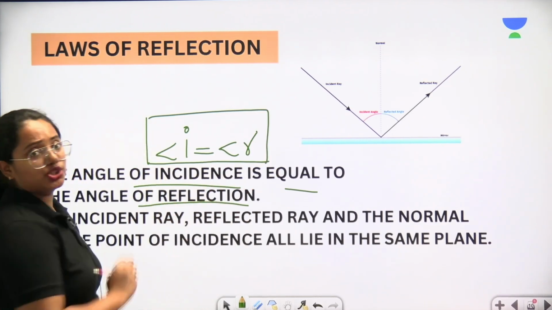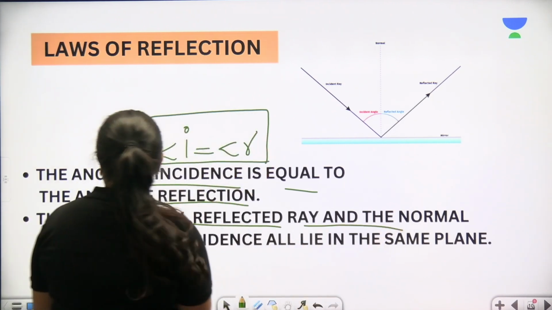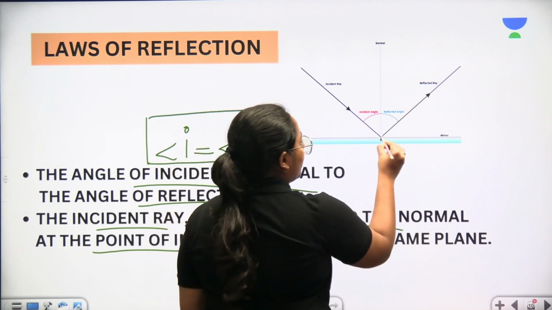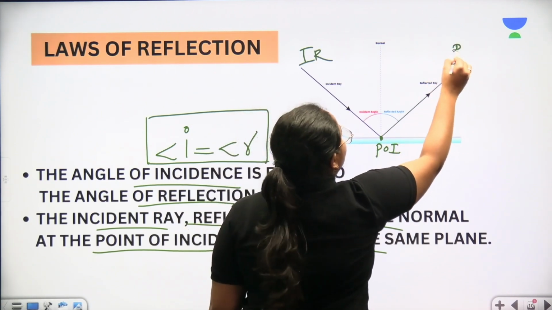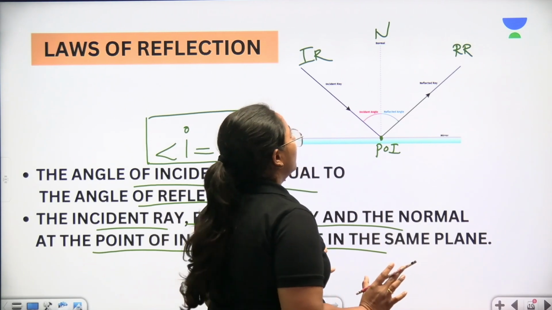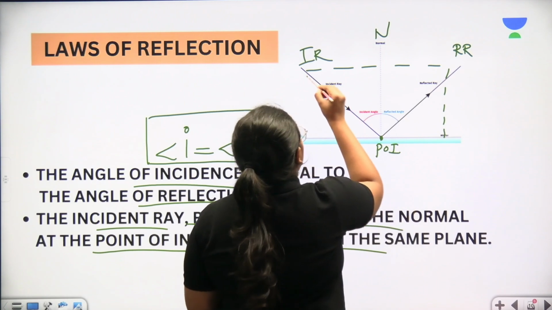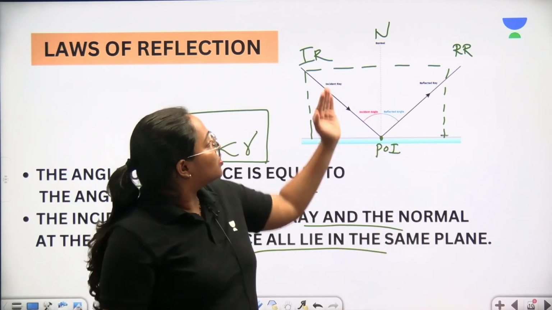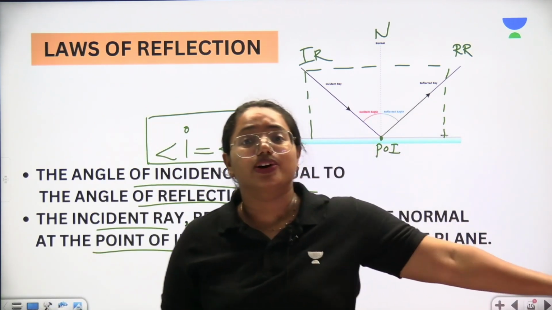Okay. And what about the next one? It's very, very important. The incident ray, reflected ray and the normal at the point of incidence all lie in the same plane. So this is the point of incidence. This is an incident ray. This is a reflected ray. This is a normal. And all in the same plane. How is it possible? So I'm going to take a plane like this. I'm considering a vertical plane where all of these things are lying. Clear? So this is all we have explained in the second statement of laws of reflection. So please don't get confused.